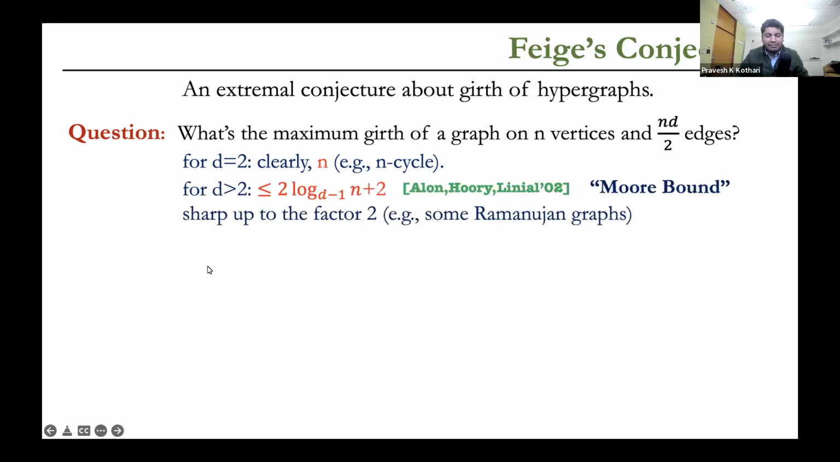So in particular, here is a famous theorem of Noga Alon, Hoory and Linial from 2002, which goes by the name of the irregular Moore bound. And they prove that if the graph has average degree d, then it always has a cycle of length 2 times log n to the base d minus 1, plus some additive number. Turns out, this constant in front of the log term is actually subject of intense research. We know that 4/3 is necessary. We don't know if we can reduce it below 2. And the tight examples happen to be the Ramanujan families, but not our concern today.